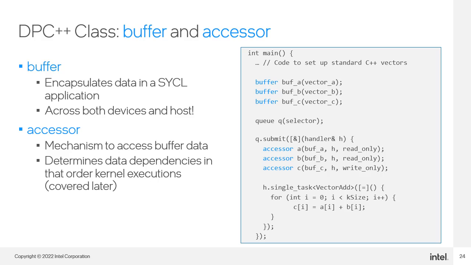The final DPC++ class we will look at are buffers and accessors. Buffers encapsulate data in a SYCL application in both devices and host. Buffers are data abstraction that represents one or more objects of a given C++ type. While a buffer itself is a single object, the C++ type encapsulated by the buffer could be an array that contains multiple objects.